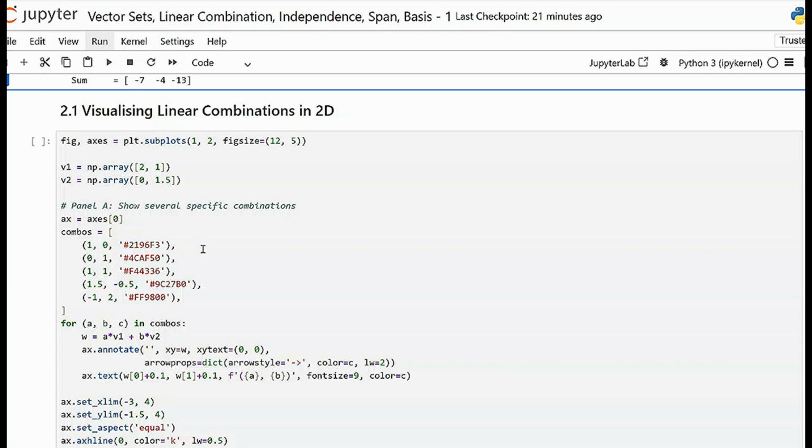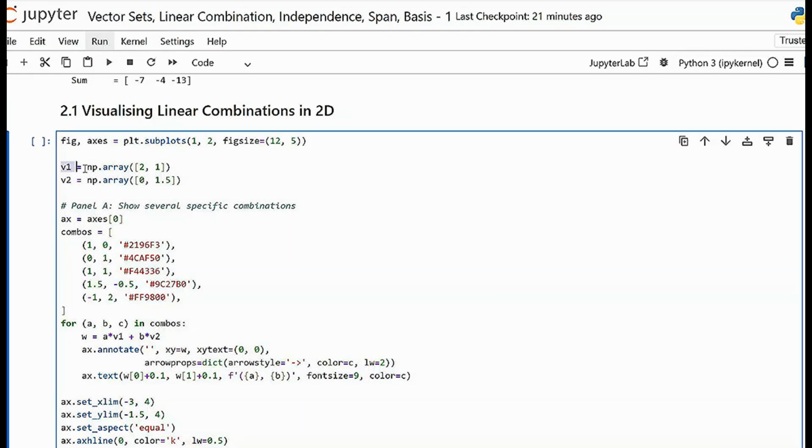So for that visualization, here I have a code that demonstrates one of linear algebra's most remarkable phenomena: two independent vectors can generate an entire plane. And kindly observe, dear friends, here we have a combination. There are V1 and V2, two vectors, and we also have array functionalities.